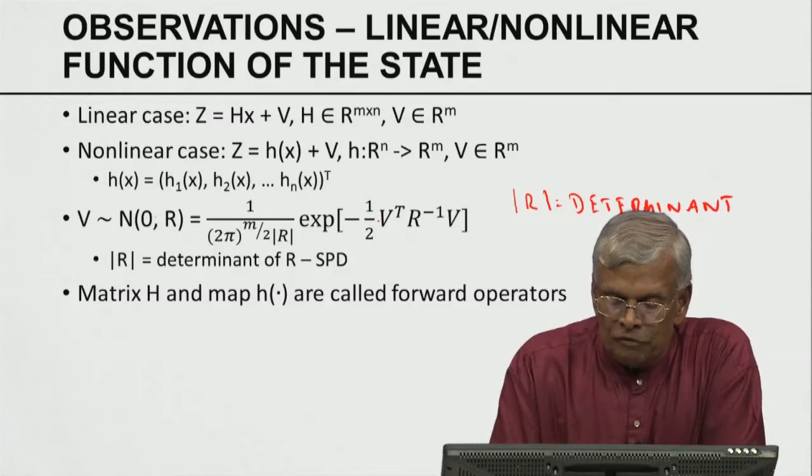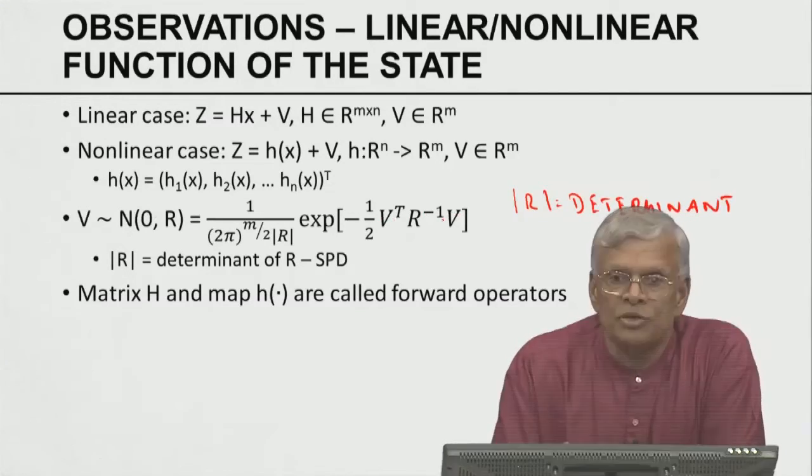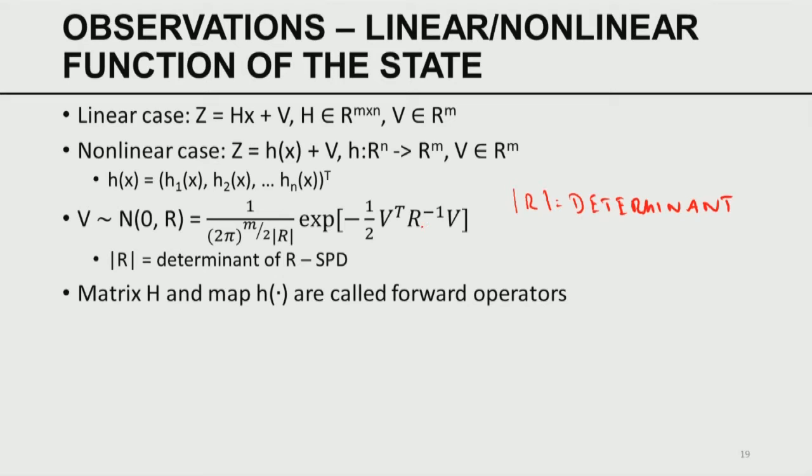And V transpose R inverse V is called a quadratic structure. This essentially represents the bell shaped curve. H is a matrix, in this case linear. H is a map, in the case of nonlinear. Both of these, in the context of meteorology as well as geosciences, are called forward operators. It is these forward operators that describe the relation between the model state and the observation.